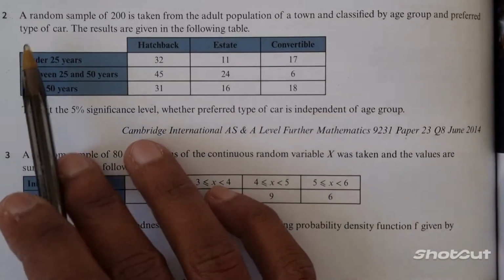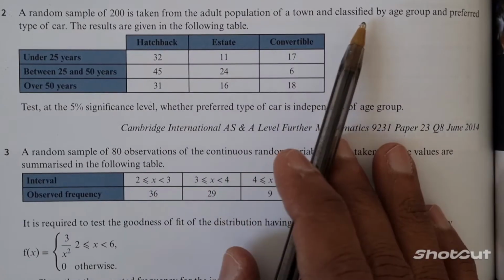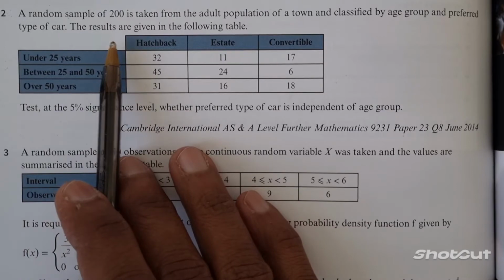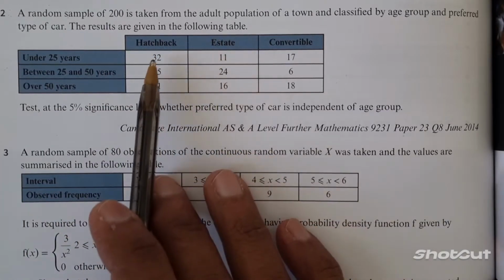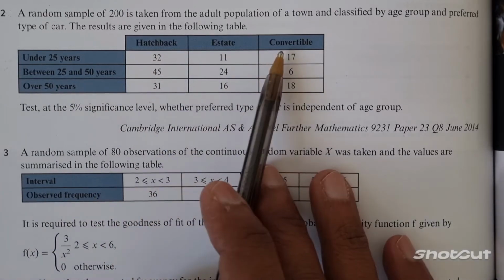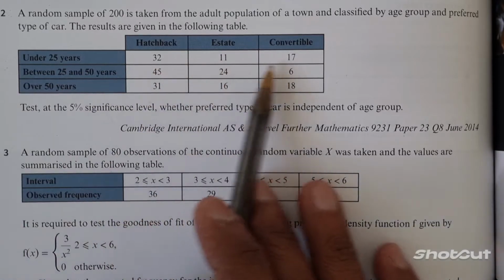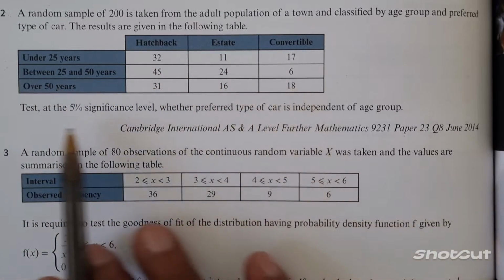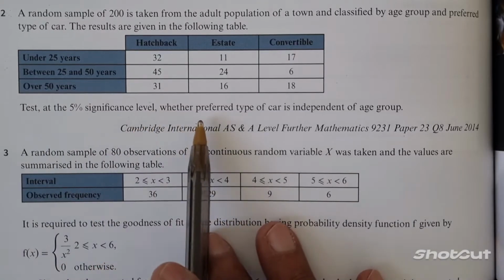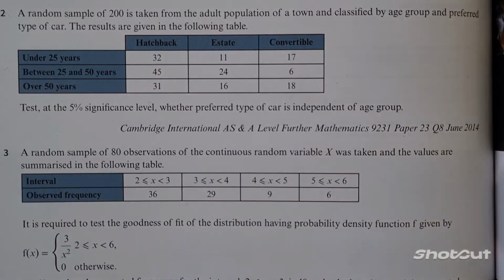Hi there. A random sample of 200 is taken from the adult population of a town and classified by age group and preferred type of car. The results are given in the following table. We've got hatchback, estate, convertible, and under 25 years of age. We've got 32 here, 11, 17, and so on. Now we need to test at 5% significance level whether preferred type of car is independent of age group.